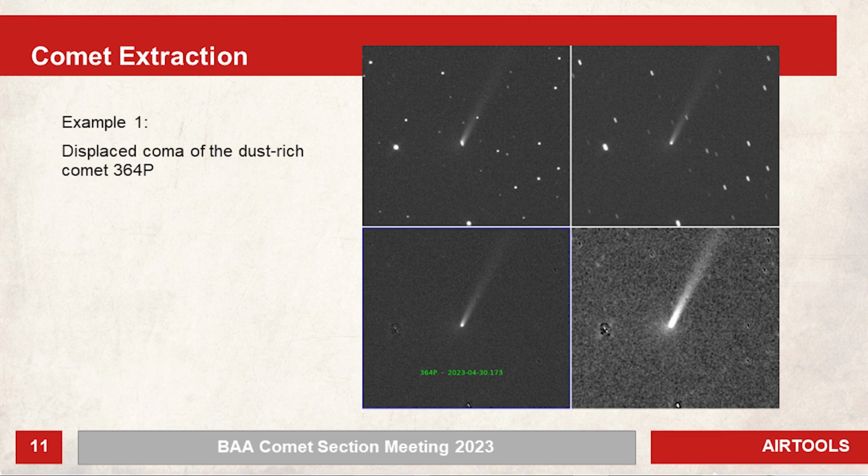But in this case, the most important thing is to smooth and to stretch the image very much to make the outer coma regions visible, and you clearly see that this coma is displaced with respect to the comet's head.